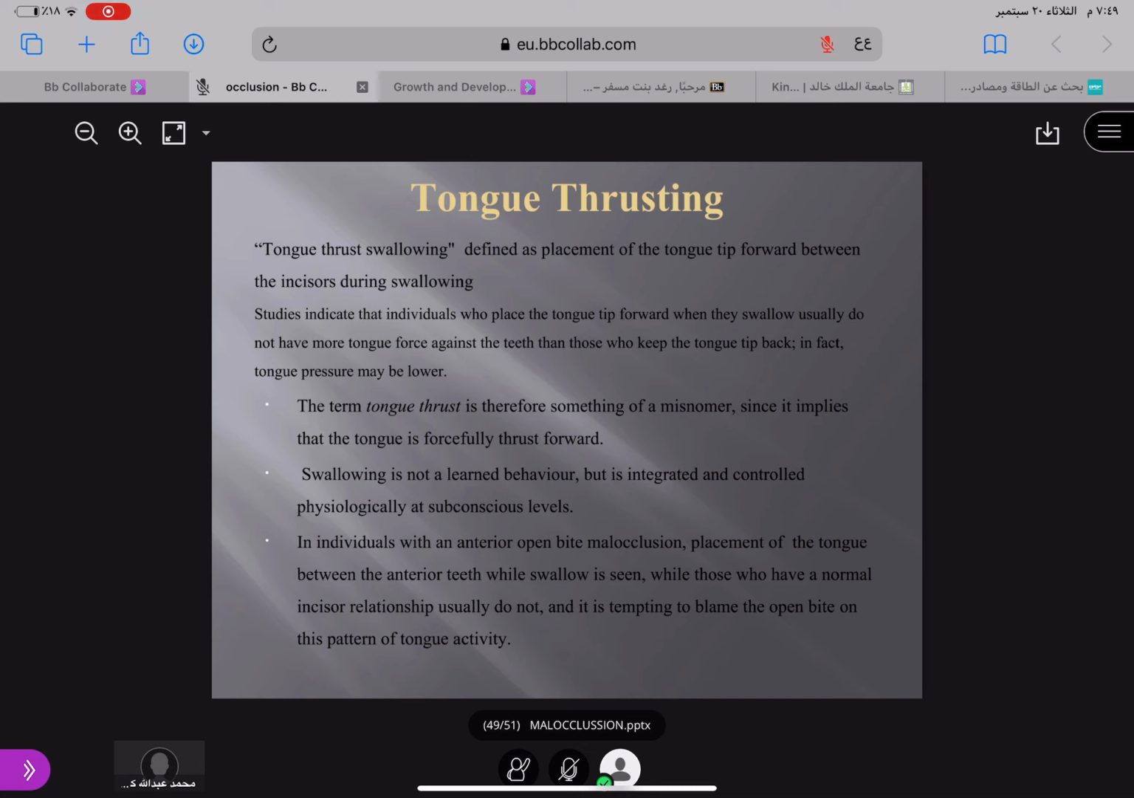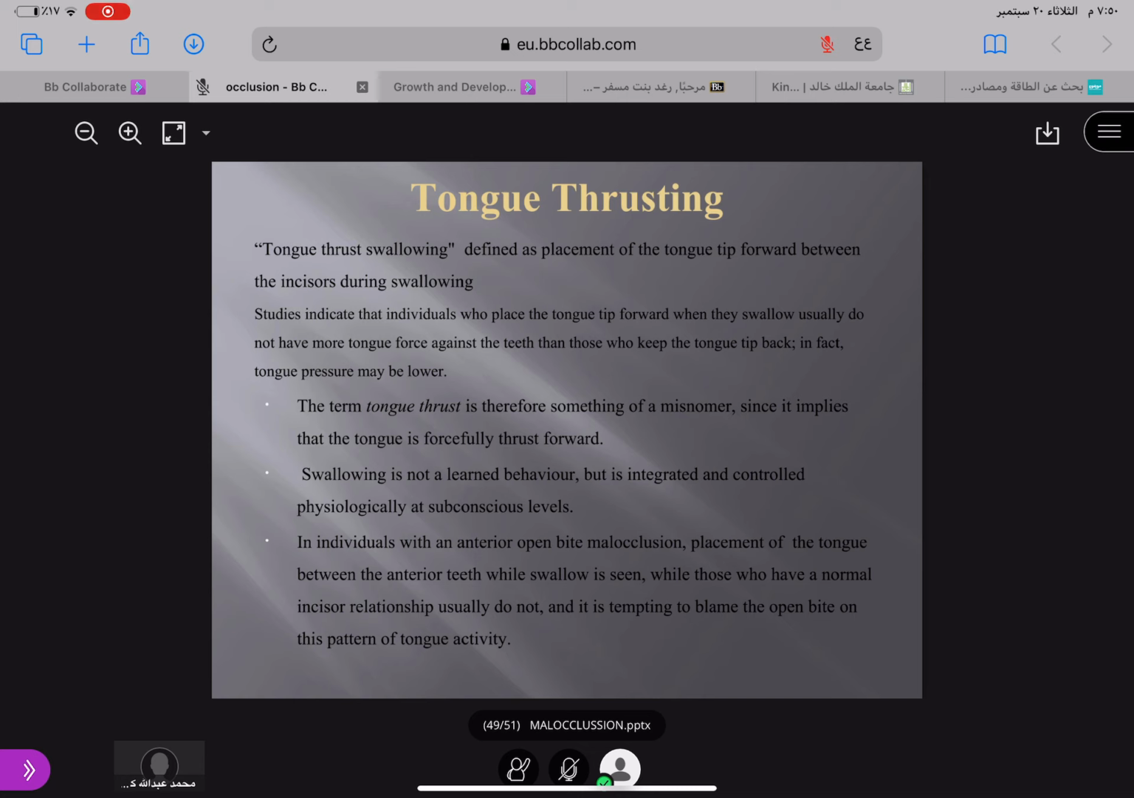If there is an open bite, there will be a space. So the tongue comes forward to make a seal to create a normal swallowing pattern. That's why tongue thrusting is now considered an effect of open bite and not the cause, but it is not considered that it couldn't be a cause.